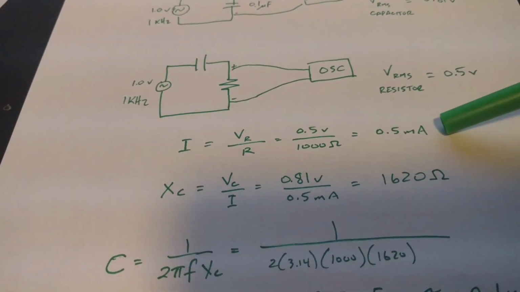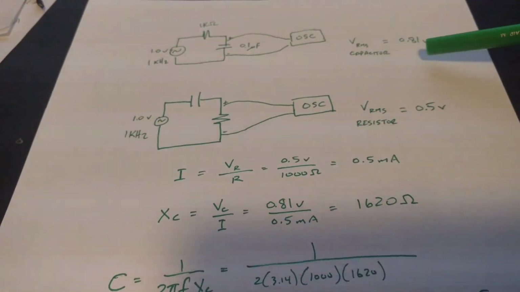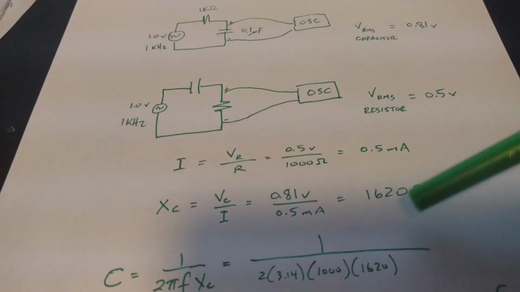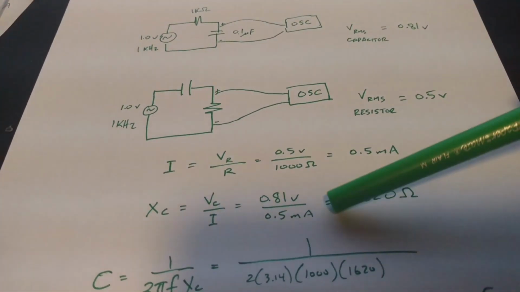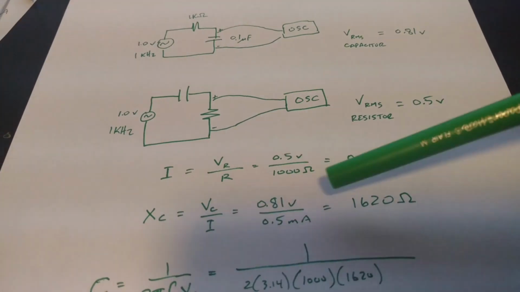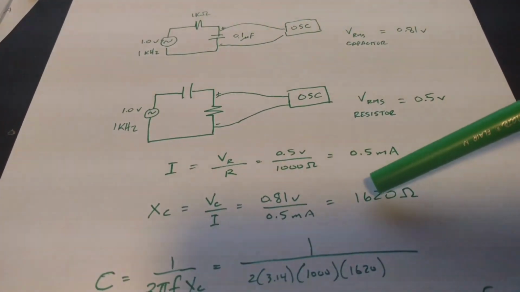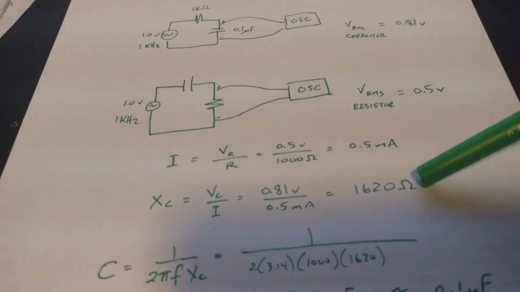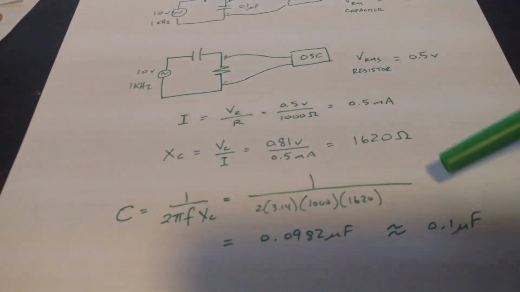We can use this now after we've already measured the voltage across the capacitor, which is 0.81 volts. We now have the current. Use that in this equation to get a reactance of 1,620 ohms, which is approximately what we had calculated earlier.